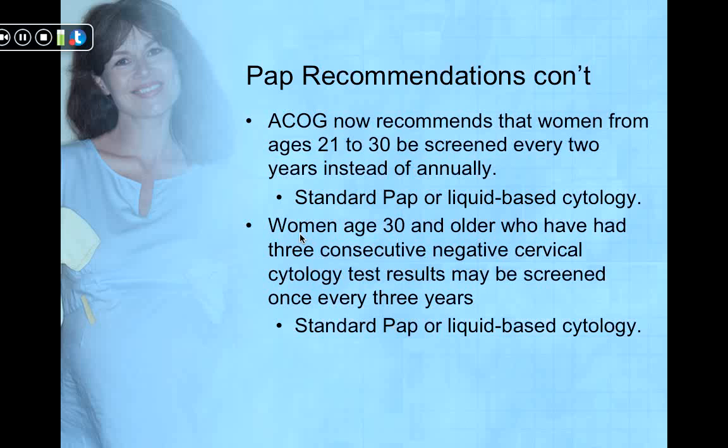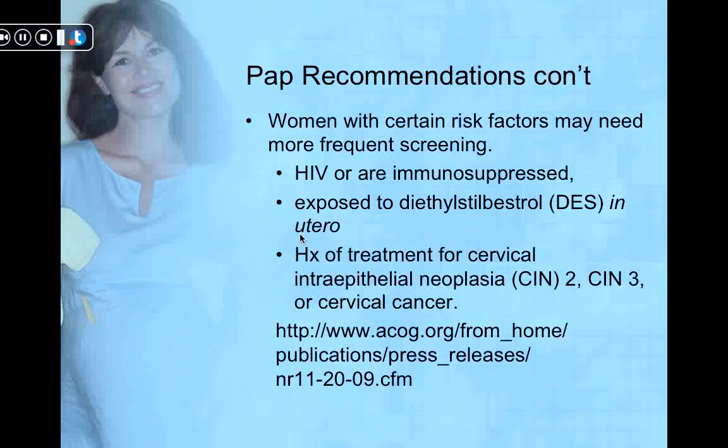now they recommend age 21 to 30 be screened every 2 years instead of annually. Standard or liquid cytology. Women over age 30 who have had 3 consecutive negative tests can be screened every 3 years. So they may need to be screened more frequently, or we may need to go against the guidelines if they have HIV or are immunosuppressed.